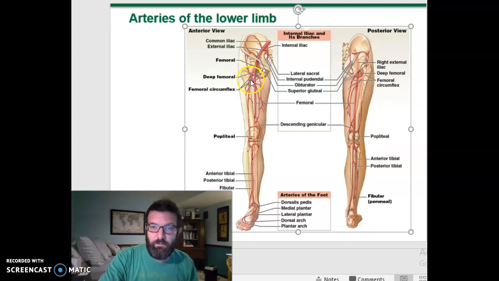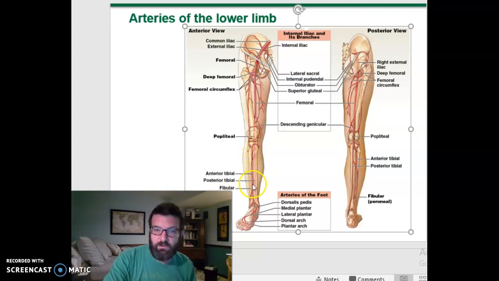And you have a deep femoral that branches off from that, et cetera, but your femoral artery is a very major artery that comes down through your leg, your thigh. Now that will branch into a couple of different arteries. You have a popliteal that goes around the back of your knee, which you can see here, and you have a posterior and an anterior tibial artery. And those are just right on your tibia here.